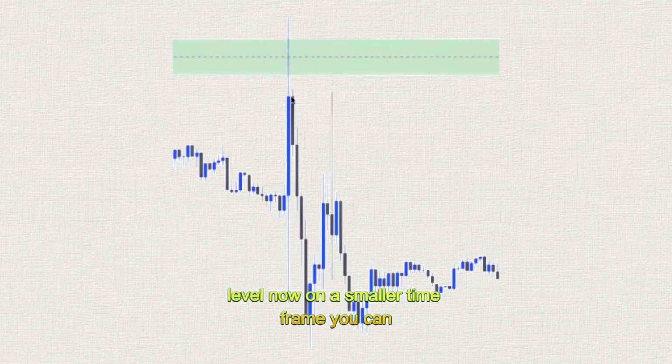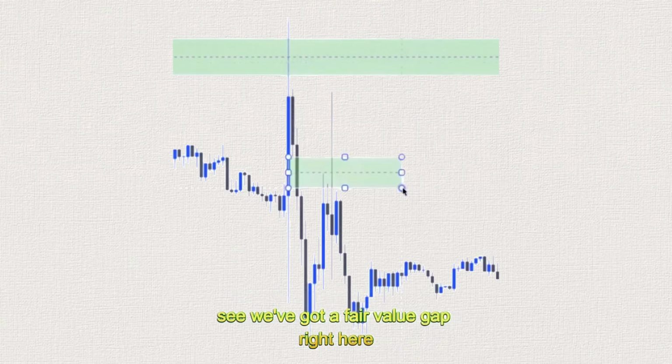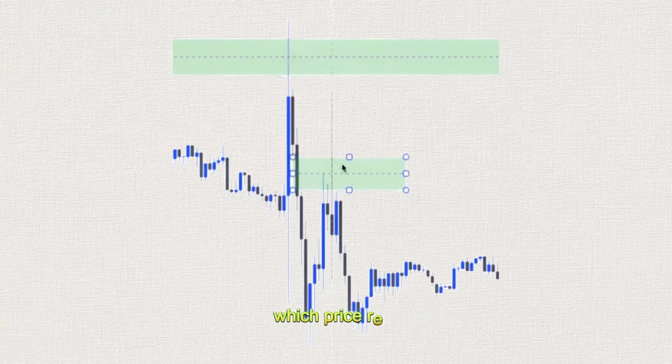Now on a smaller time frame, you can see the reaction from your key level. You can see that price has broken lower. You can see we've got a fair value gap right here which price reacted from. But what makes this entry even stronger is the fact that this was a balanced price range, and you can see there are two areas of imbalance which are overlapping with each other.